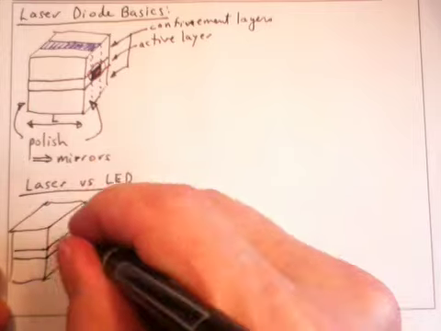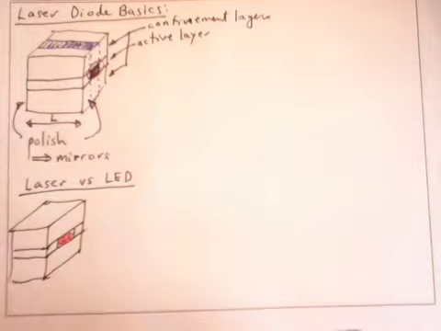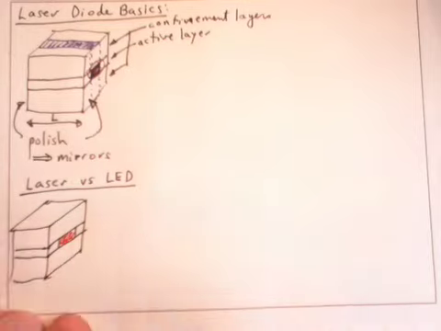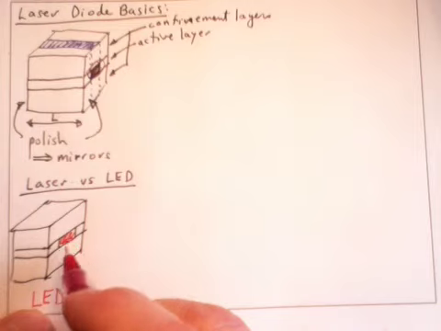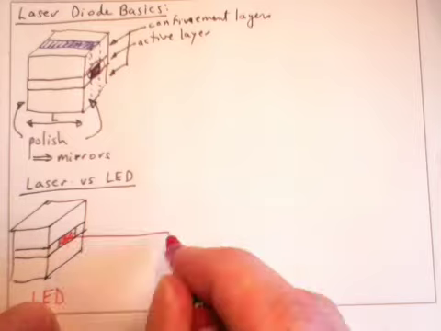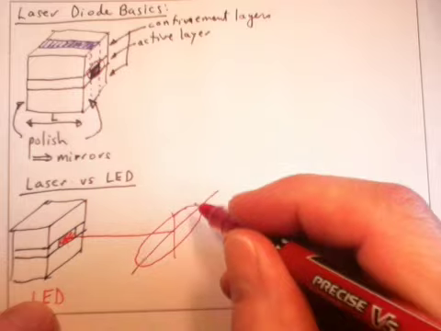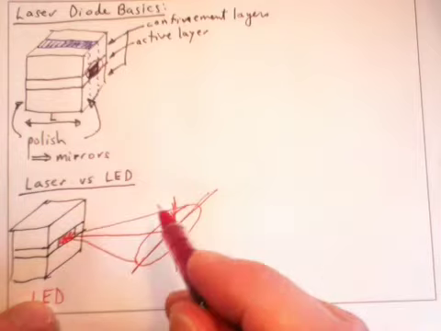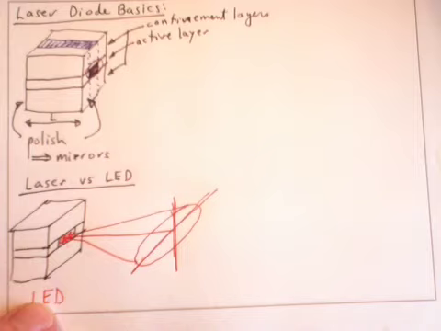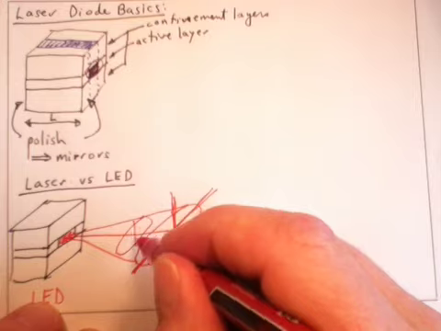We have this as our active region. We have our confinement layer in the vertical direction. For the LED we have a very small dimension in one direction and a much larger dimension in the other, and this light cone that comes out of here will be shaped like this in the LED case. It'll be much wider in the direction where we have a much wider dimension. So this is what the output cone of the LED will look like.